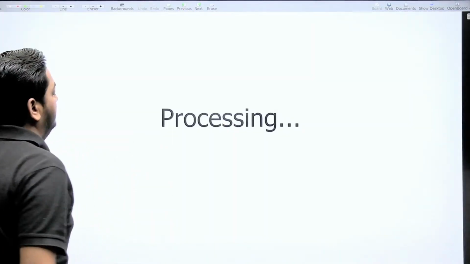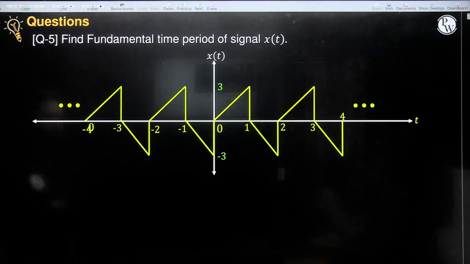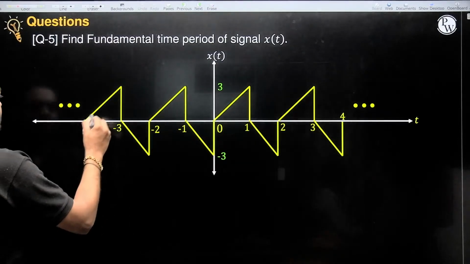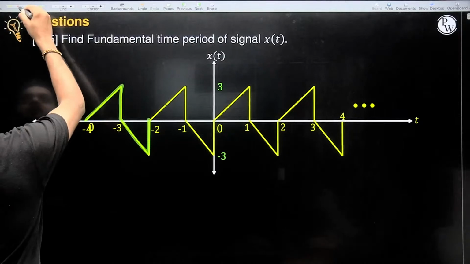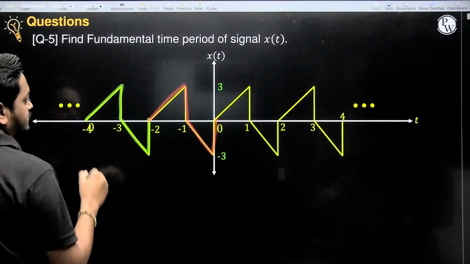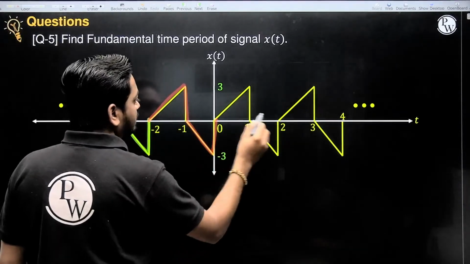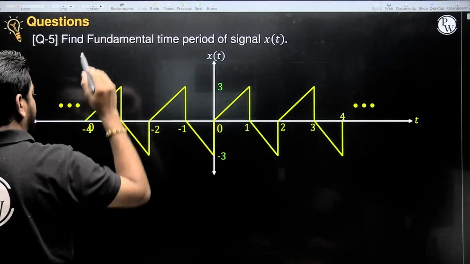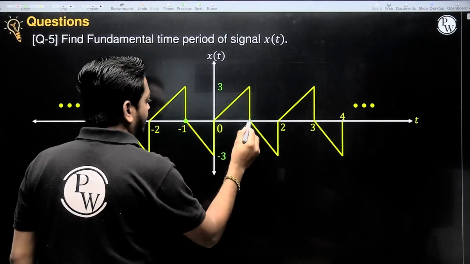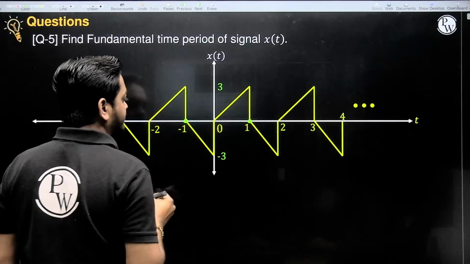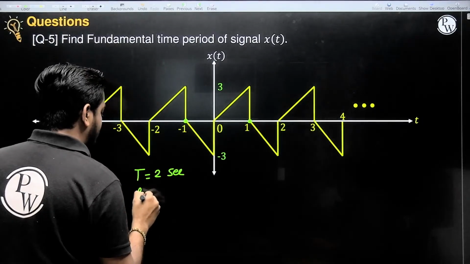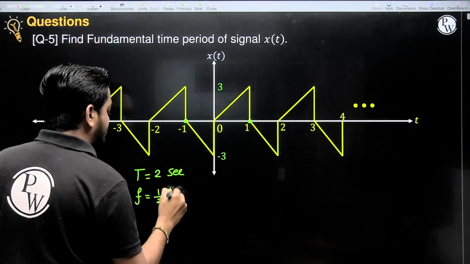Okay, next. Now this is also a periodic signal. See, this is the first cycle, this is the second cycle. Correct? The duration should be the same. Here -4 to -2, -2 to 0, then 0 to 2, 2 to 4. This is also a periodic signal, and the fundamental time period is from -1 to 1. This is the positive half cycle, this is the negative half cycle. So the fundamental time period is 2 seconds. The fundamental frequency is 1 by 2 hertz, or cycles per second.